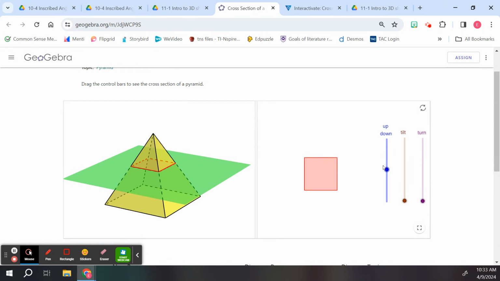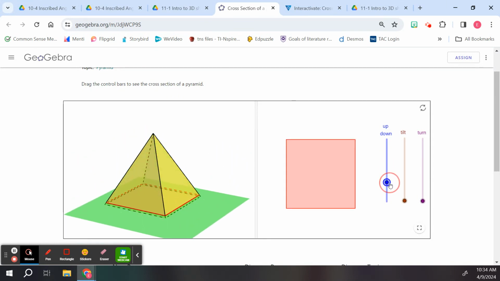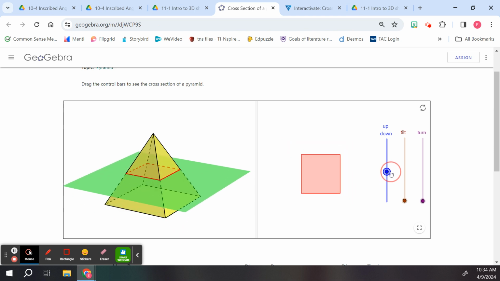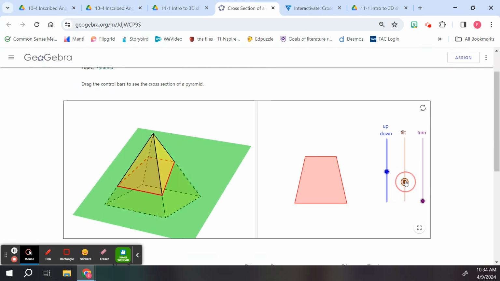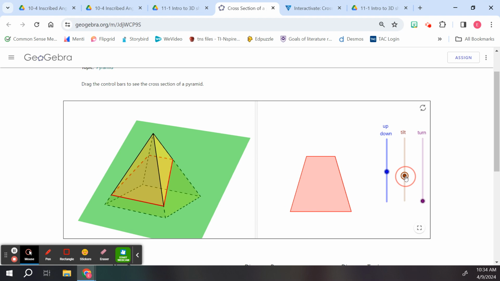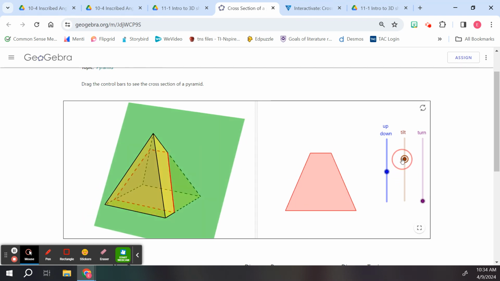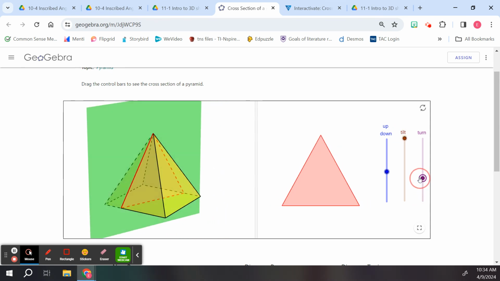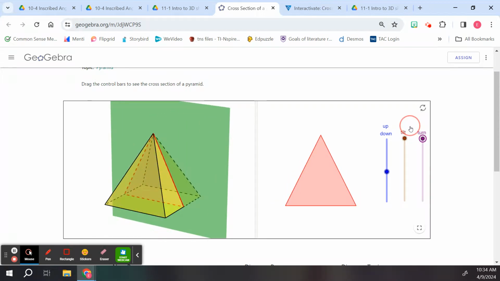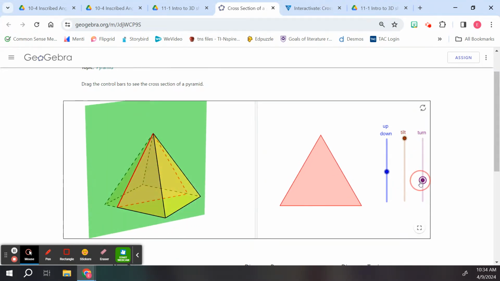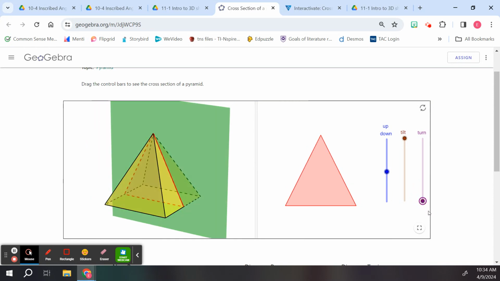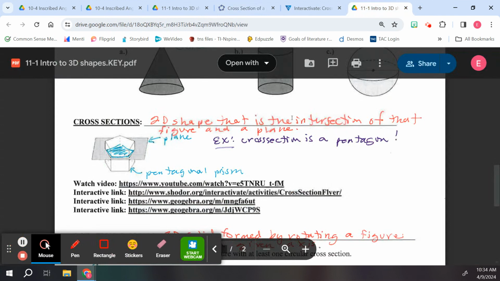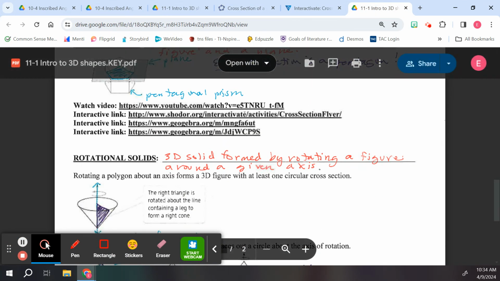Here's one of a pyramid. If we just go up, down, we see that we're getting a bigger or smaller square. If we tilt this though, notice how we start getting a trapezoid. And then we get a triangle again. If we turn it, notice how the triangle gets wider or smaller depending on the turn. So the type of shape you get is going to be very dependent on how these cross sections are set up. All right, so that's all we have on cross sections.